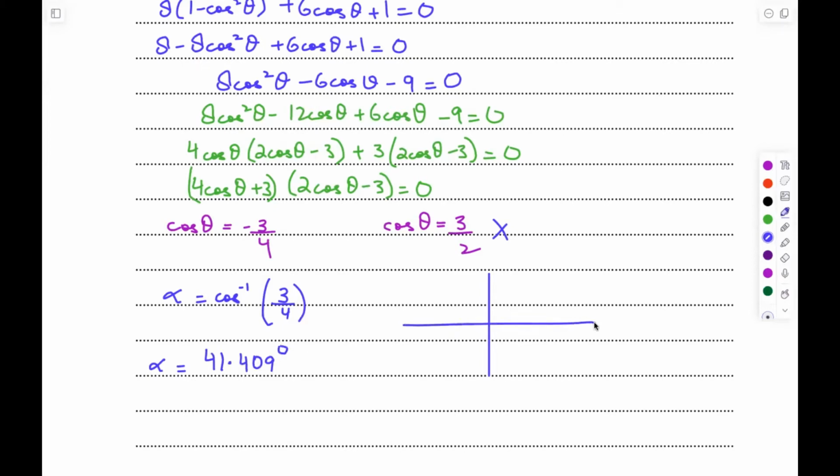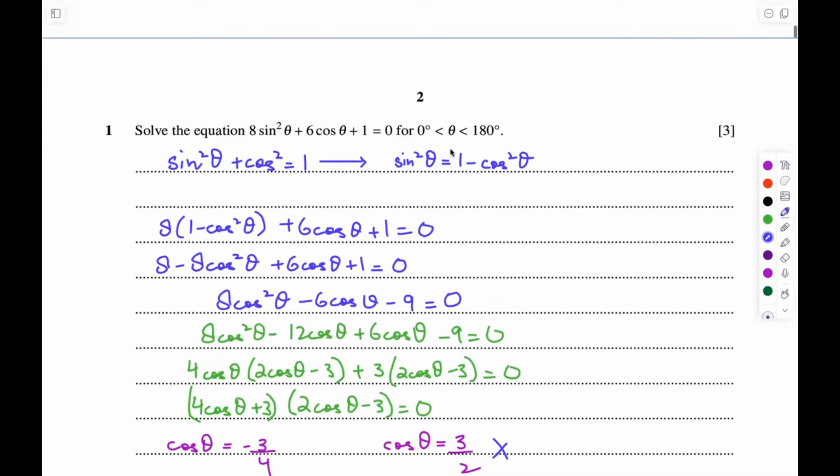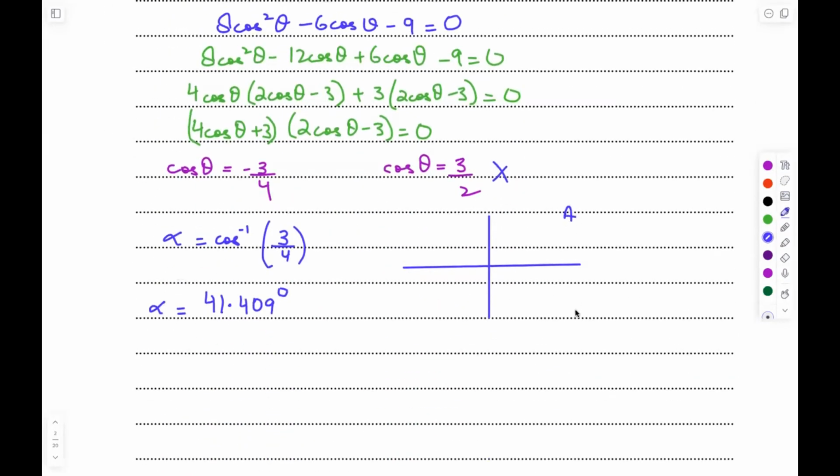Now making this basic angle in the negative quadrants of cos, and as theta is from 0 to 180, cos is negative in the second and the third quadrant. However, as we have the range of theta from 0 to 180, we'll make 41.409 only in the second quadrant.